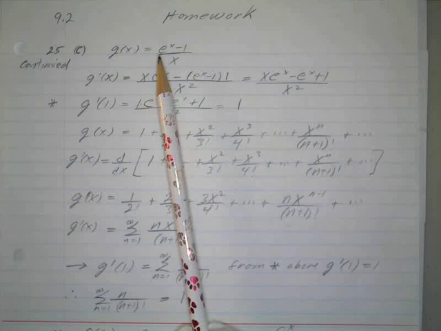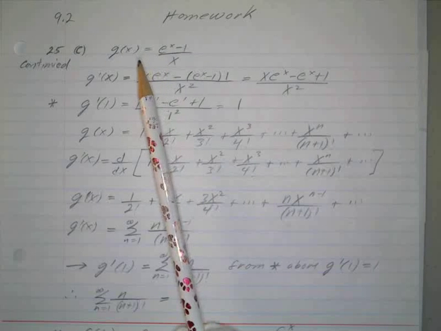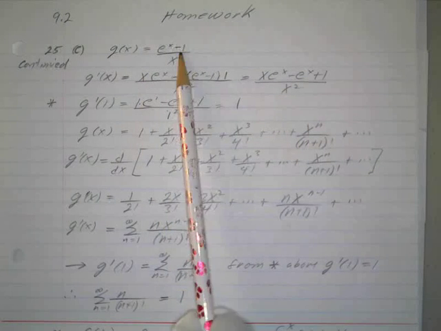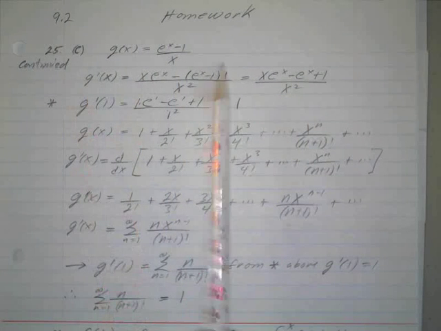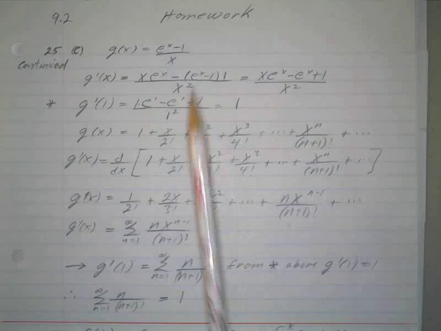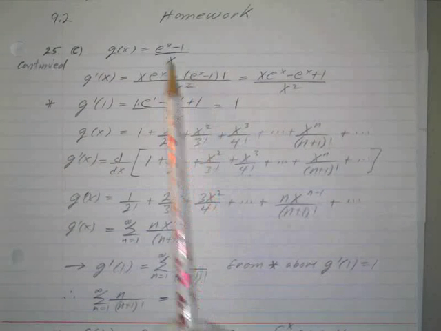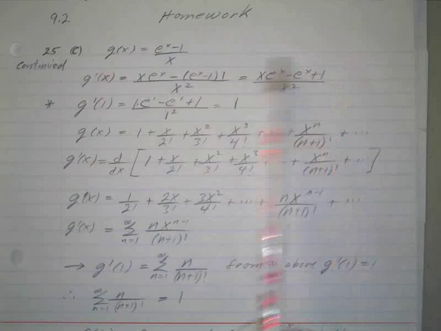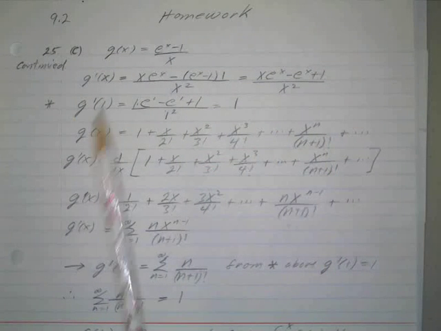Okay, so let's just take g of x, e to the x minus 1 over x. So can I take the derivative of this? Yeah, I take the derivative of this straight out without doing it in a series. And that's just going to be using the quotient rule. Okay, low d high, less high d low, denominator squared below. And I simplify this out, and there's the derivative. There's g prime of x.